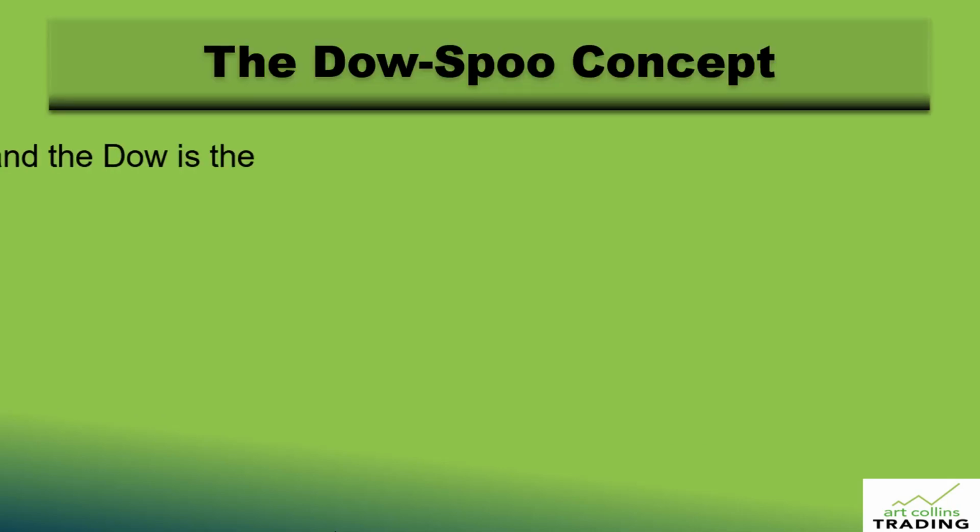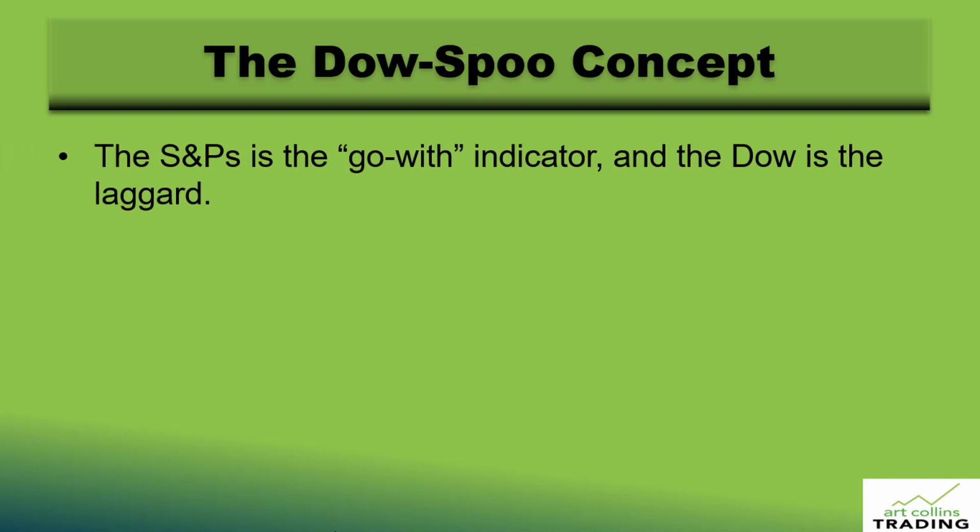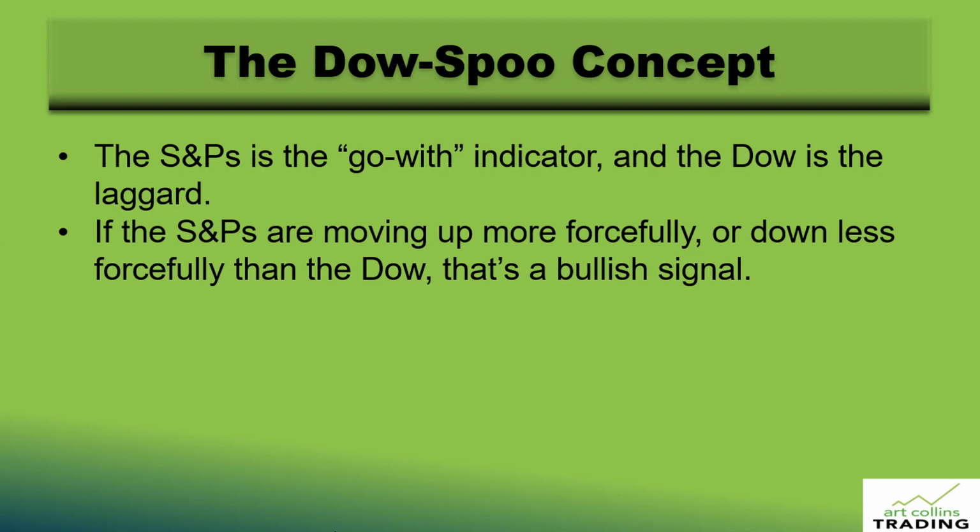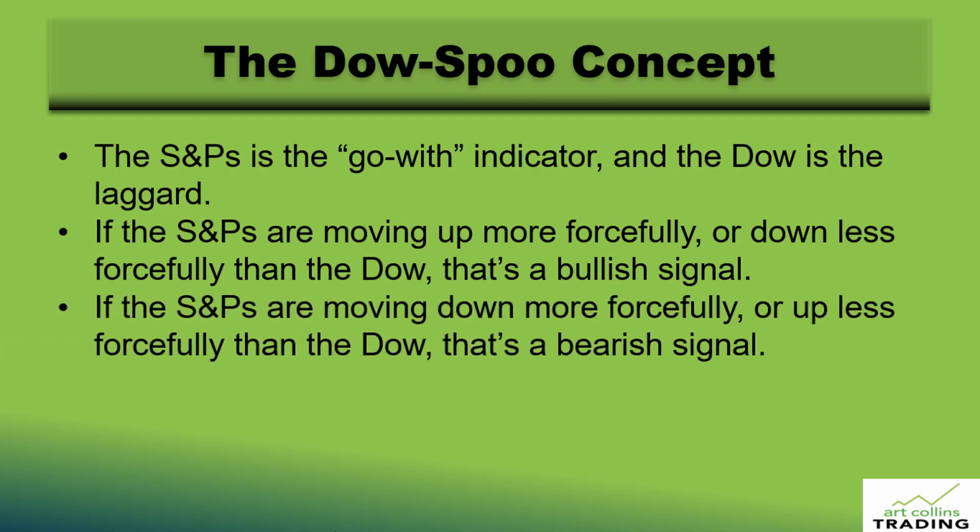Here's what I thought I had. Dow-S&P. I've worked with some legitimate ones and shown them to you. They've been largely intraday, measuring net changes on a percentage basis of the S&P versus the Dow. The concept is the S&P is always the go-with indicator and the Dow is always the laggard or fade. So if the S&P is moving up more forcefully or down less forcefully than the Dow, that's a bullish signal. And if the S&P is moving down more forcefully or up less forcefully than the Dow, that's a bearish signal.